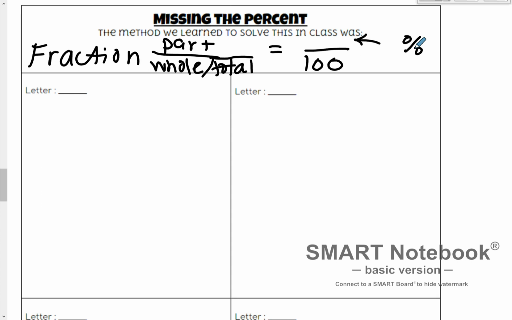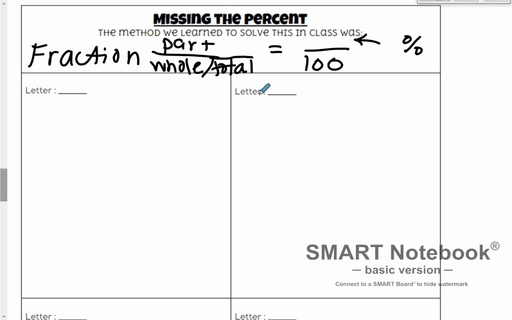For example, if we say that you get 3 out of every 5 questions correct, we would write it as like 3 over 5, and then we'd have to get that 5 to equal 100 by multiplying by 20, so we do the same thing with that 3 to get 60 over 100, which would be equal to 60%. Okay, so those are questions that are missing the percent.